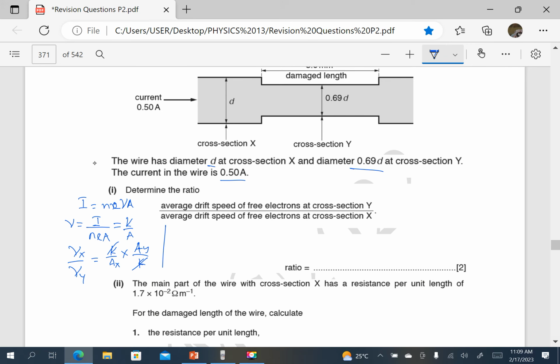So the ratio Vx over Vy will be equal to area at Y over area at X. And also remember that area is equal to pi d squared over 4. So for Y, area is going to be pi, where there is d, I'll put 0.69 d, and this is squared, divided by 4. Then for X, the area will be pi, the diameter is d, so I will say d squared over 4. And 4 cancels, pi cancels. So I only remain with 0.69.